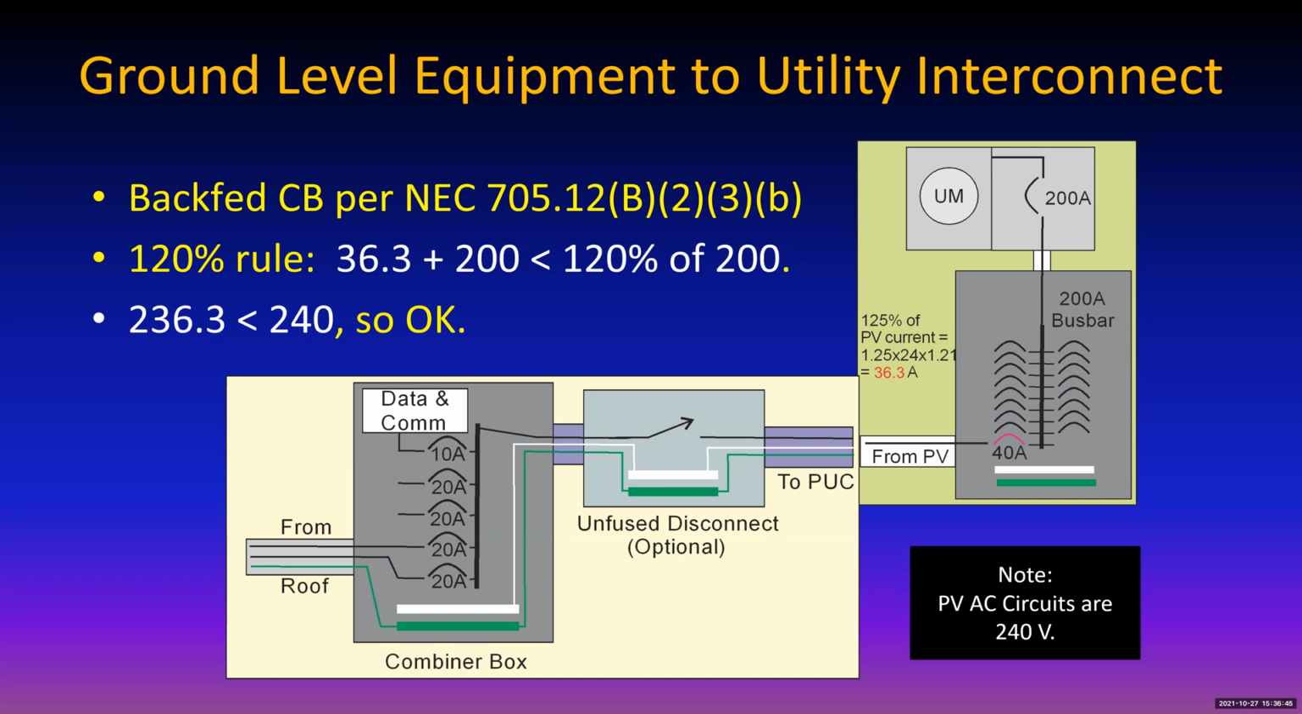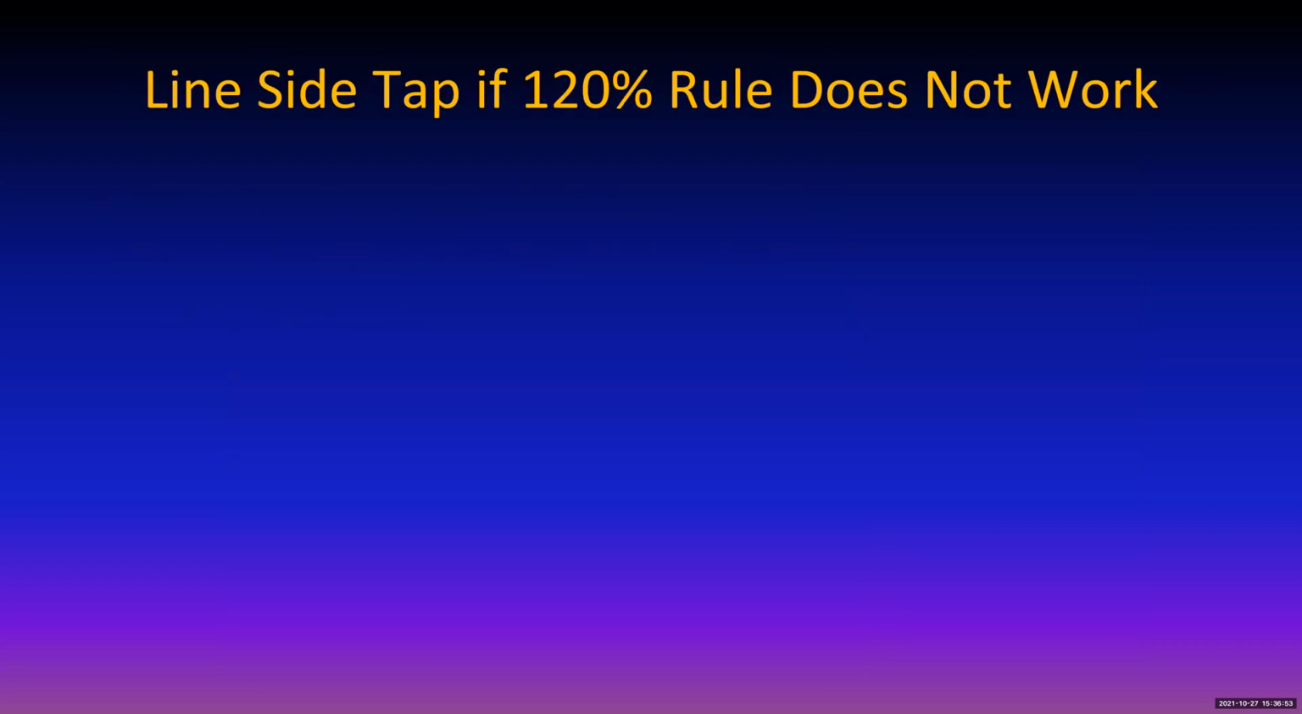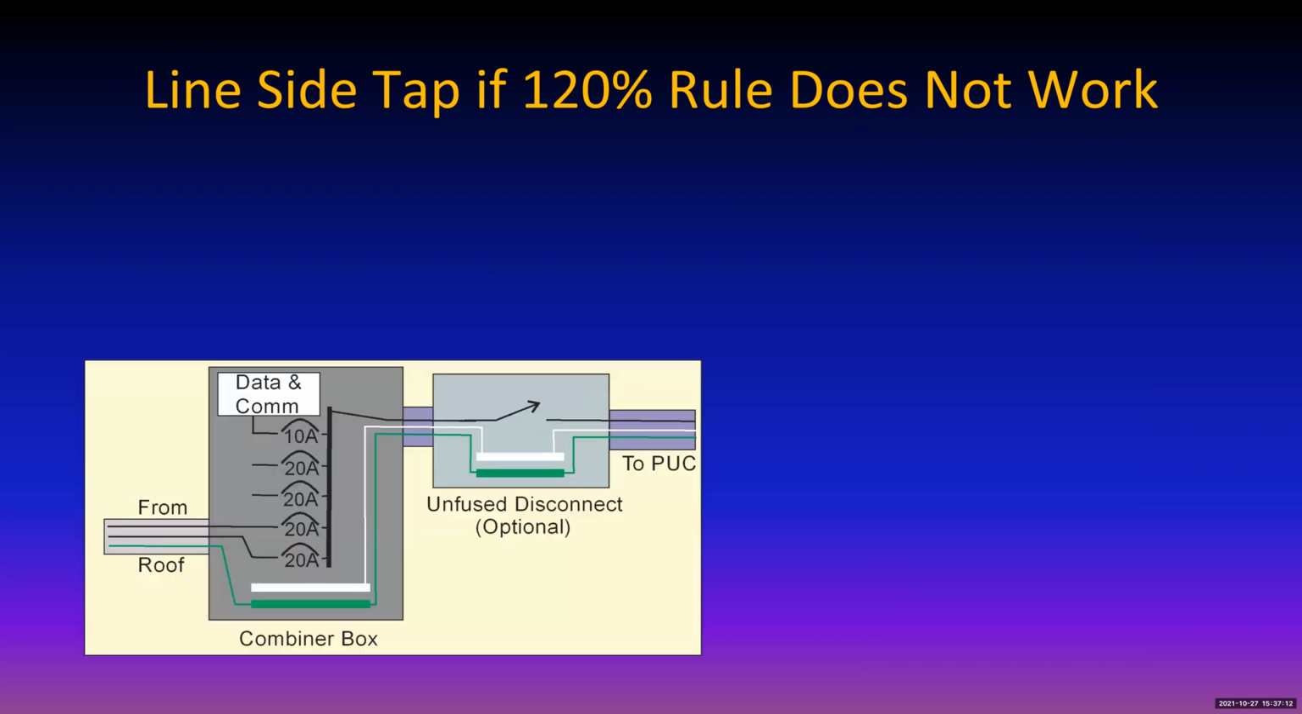All right, so let's look at some other options here. AC circuits from PV are 240 volts. We already noted that. All right, now what if the 120% rule doesn't work? In other words, maybe that distribution panel might be completely full of circuit breakers and there's no way that you can double up on any or put in tandems or do anything else. You got to figure another way to do it.